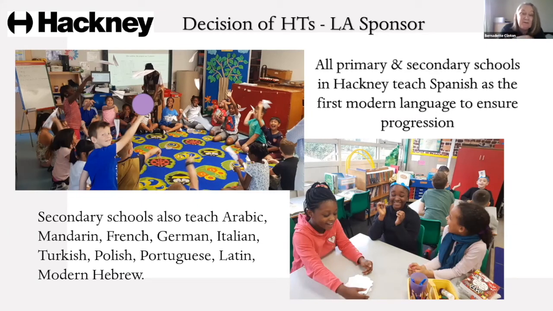Sometimes people say to me, well, aren't you restricting the students in terms of language? But actually the secondaries also teach a really large number of languages as well. It's a very language rich borough, and you'll see there's a list there. All secondary schools do more than one language, but Spanish is the first language.